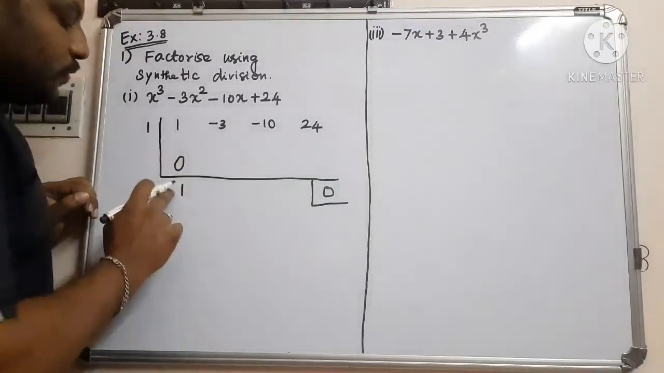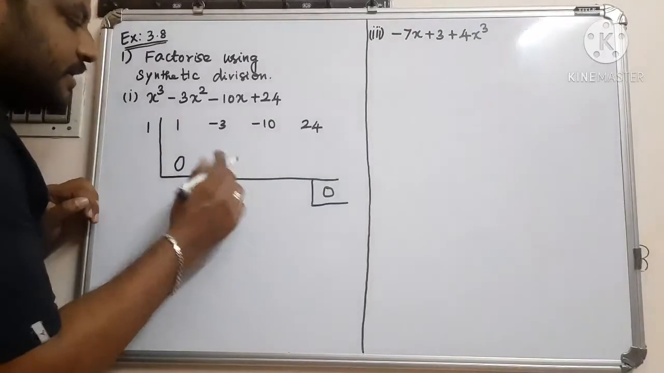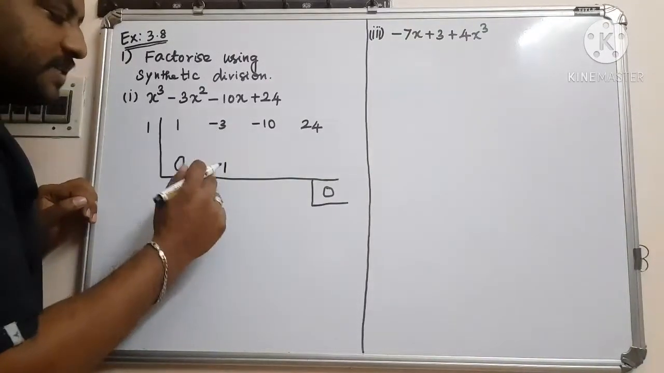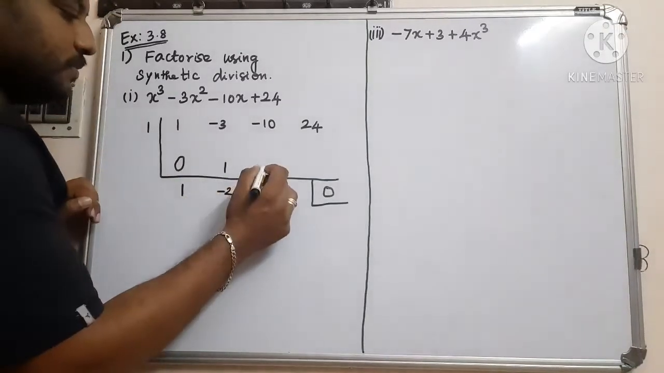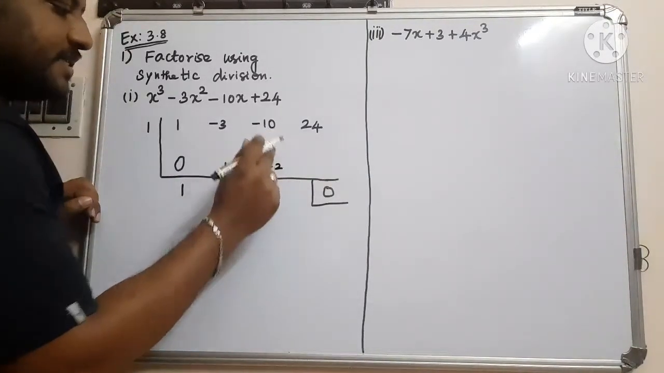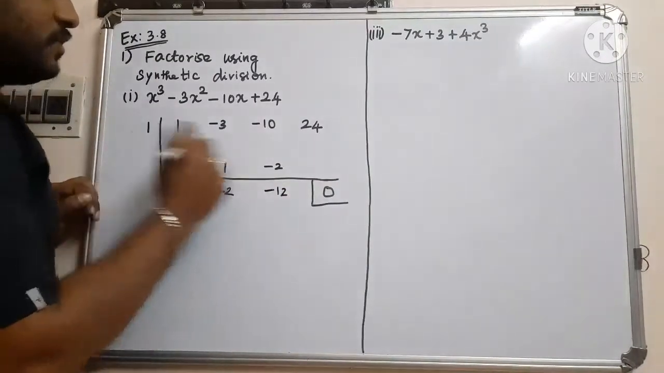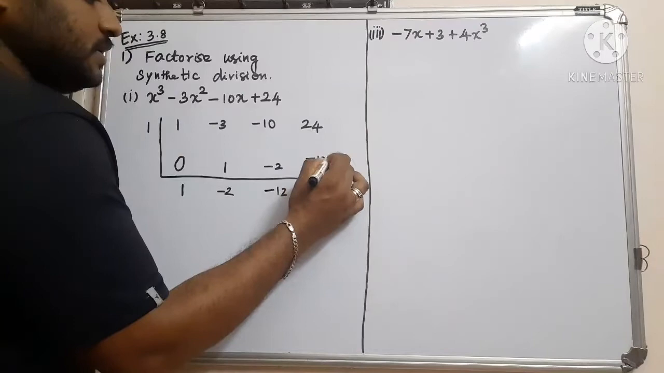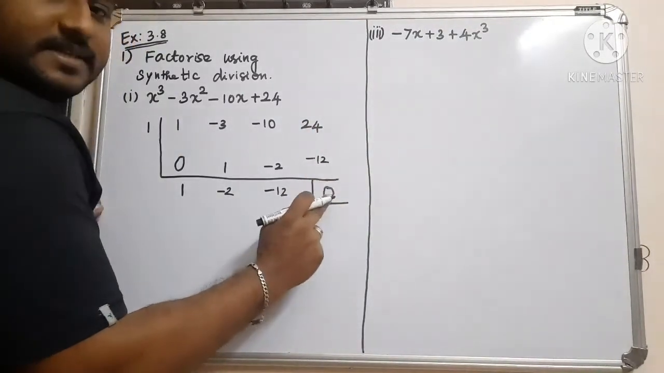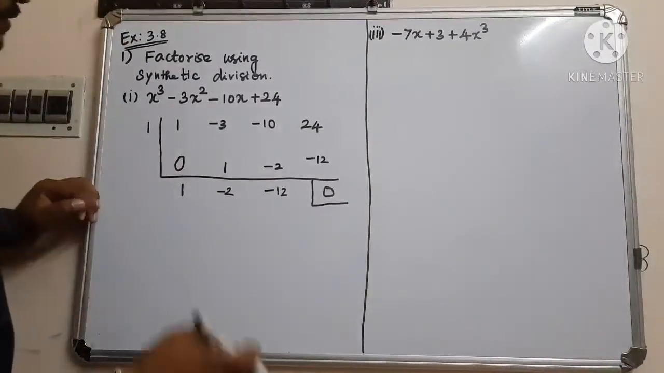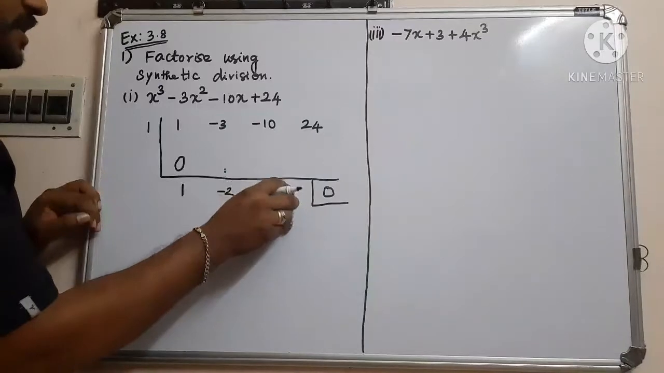So first of all we take the value 1. 1 into 1, 1. So minus 3 plus 1, minus 2. 1 into minus 2, minus 2. Minus 10 minus 2 is equal to minus 12. Minus 12 into 1, minus 12. So 24 minus 12 is equal to 12. The remainder is not equal to 0, so 1 is not a factor.